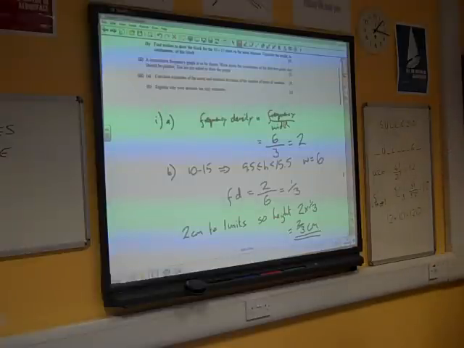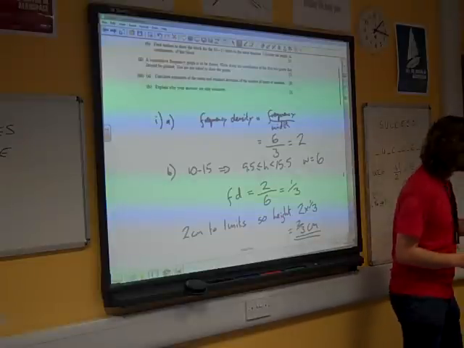Part 2, a cumulative frequency graph is to be drawn. Write down the coordinates of the first 2 points that should be plotted. You are not asked to draw the graph. Right, now we haven't talked about this bit.